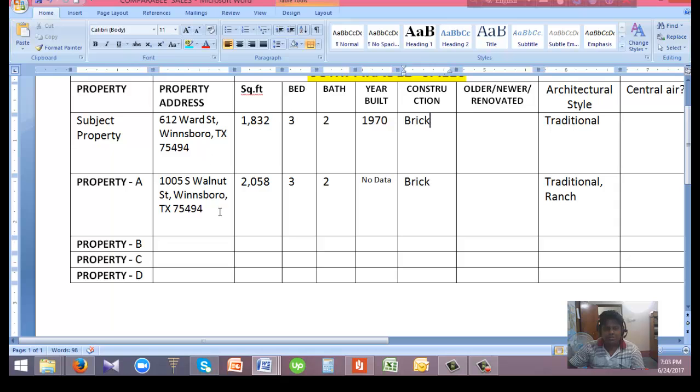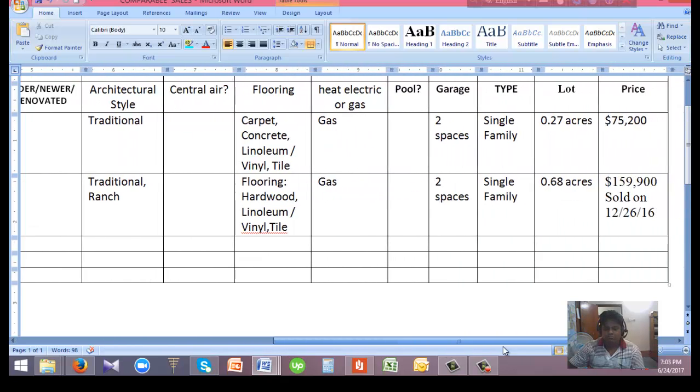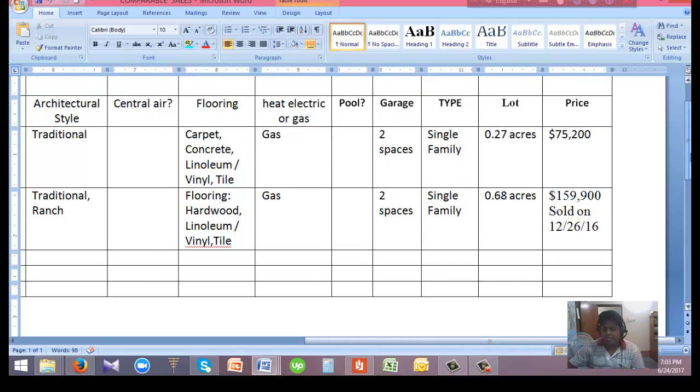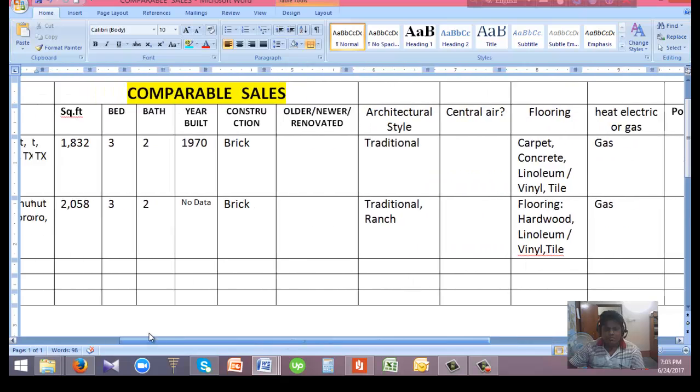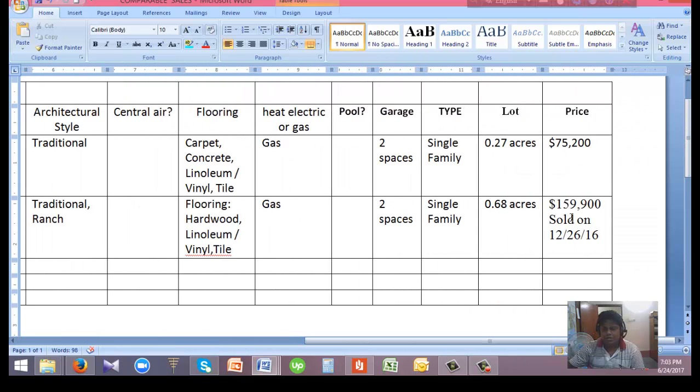This is our subject property, this is our sold property, and if we compare our subject property with our sold property, we get some idea about our subject property's price in the open market. The sold property has more square footage than our subject property, and it sold at $159,900, and our subject property is listed at $70,200. So we can get more profit if we buy this property from the hard side.